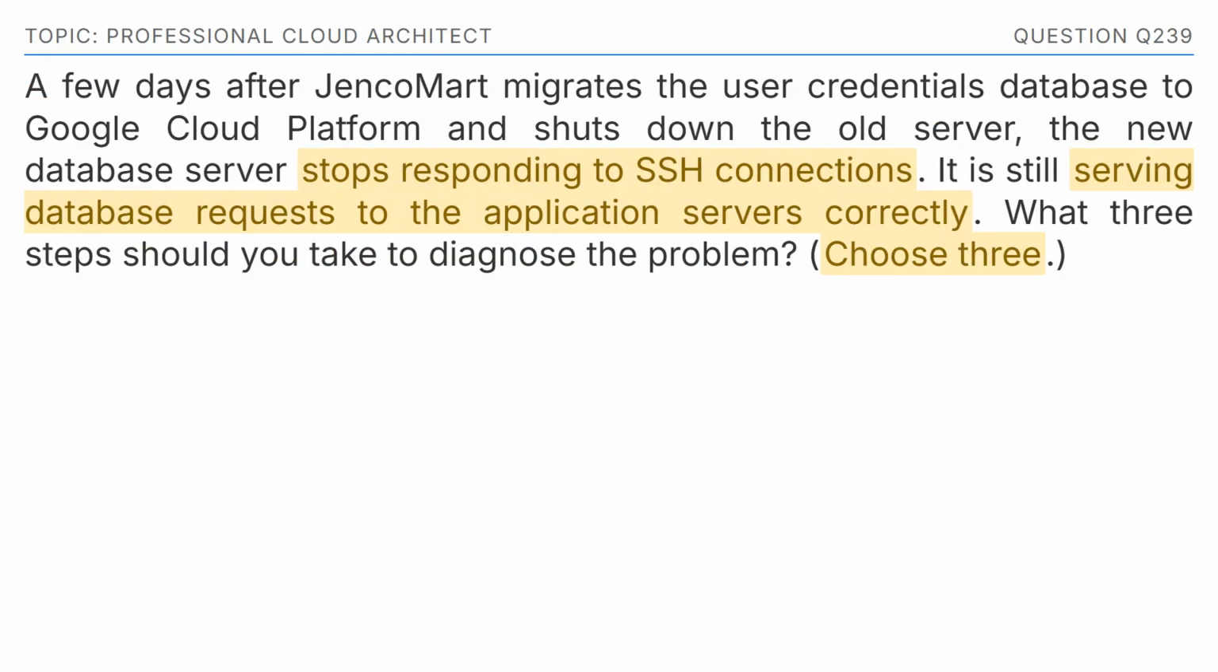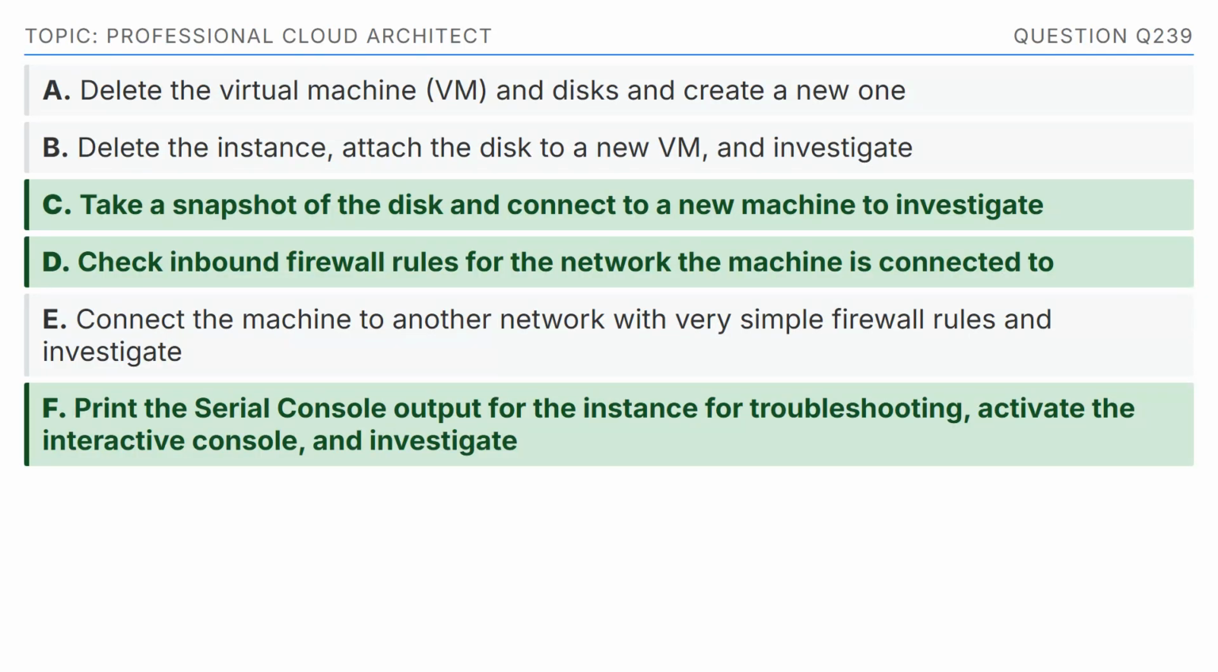To arrive at the correct answer, we focus on the keywords: stops responding to SSH connections, serving database requests to the application servers correctly, choose 3. The correct answers are option C, take a snapshot of the disk and connect to a new machine to investigate, and option D, check inbound firewall rules for the network the machine is connected to, and option F, print the serial console output for the instance for troubleshooting, activate the interactive console, and investigate.